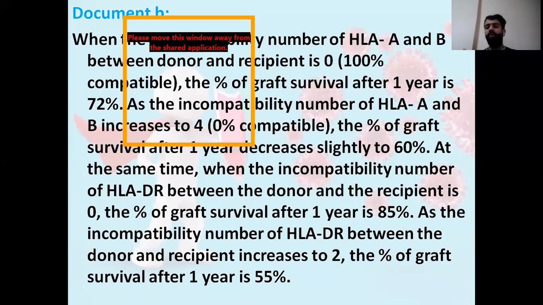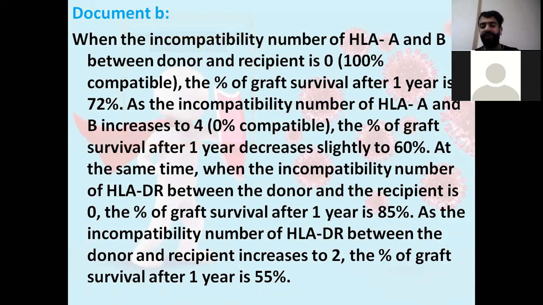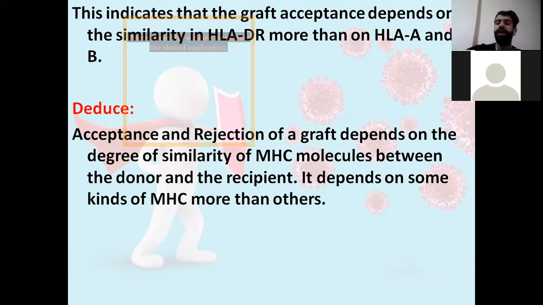At the same time, when the incompatibility number of HLA class DR between the donor and recipient is zero, so 100% compatible, the survival percentage is 85. As the incompatibility increases to 2, the percentage of the graft decreases and drops to 55%. What can we deduce here, or before we deduce, that is the indication? The graft depends on the similarity of HLA class DR more than class A and B. Why? Because it drops to 55% when the incompatibility increases to 4. So it drops to half.